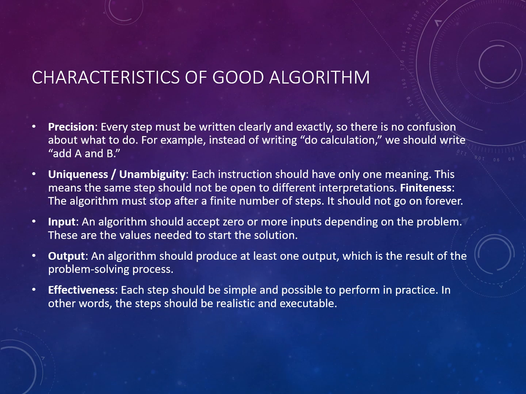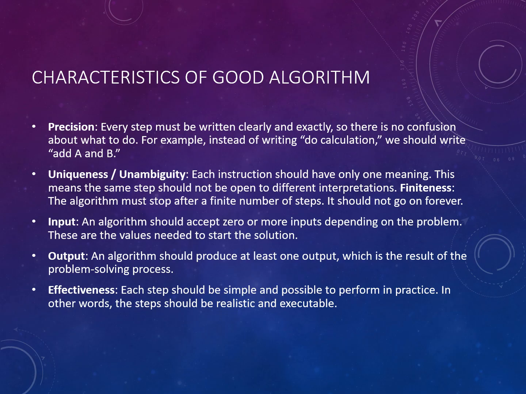Not every collection of steps is a good algorithm. A good algorithm should have certain characteristics. First one, precision. Every step should be clear and exact. For example, don't write "do some calculations." Instead, we write "add A and B." There should be no confusion about what to do. Second one, unambiguity. Each instruction should have only one meaning. Different people should understand the instructions in the same way. For example, "take some water." So how much? Instead, take 500 ml of water, which is clear.